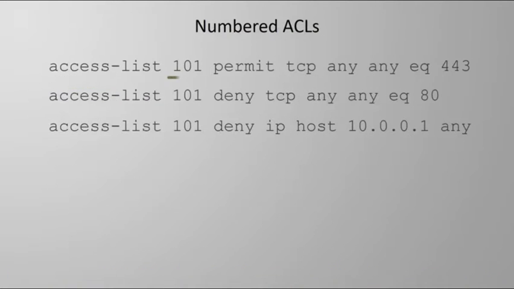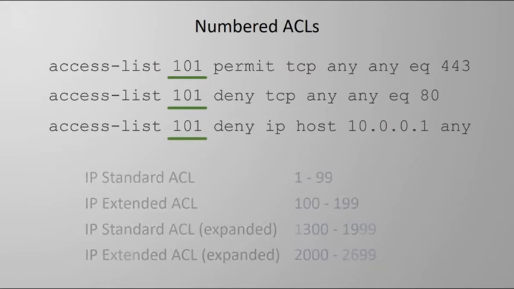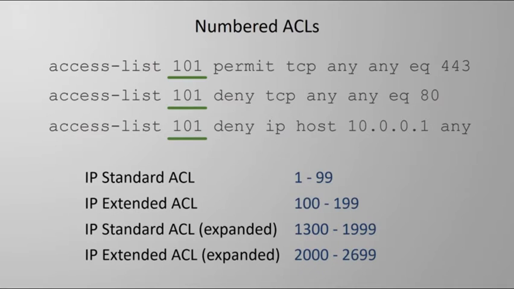One way we can configure ACLs is to give them a number. We configure each entry individually, and any entries sharing the same number are part of the same ACL. This number also determines if this is a standard or extended ACL, as you can see in this table. If you're looking at doing an exam, I would try to remember these ranges if you can. It wouldn't surprise me if you got a question that related to this.